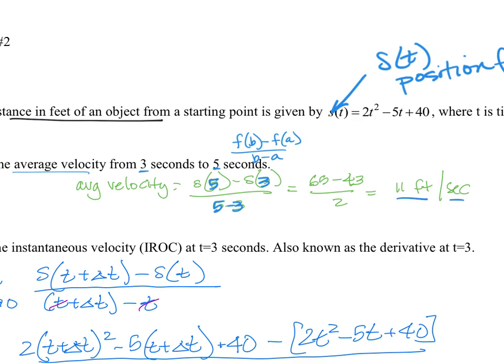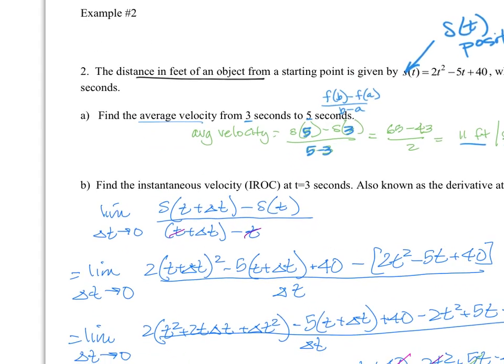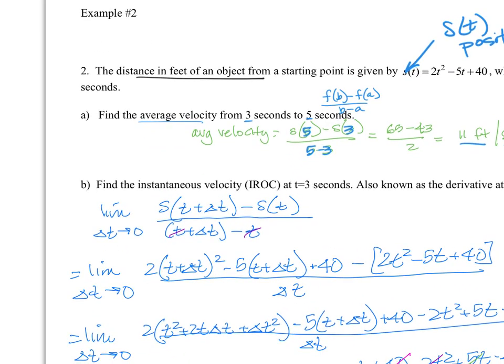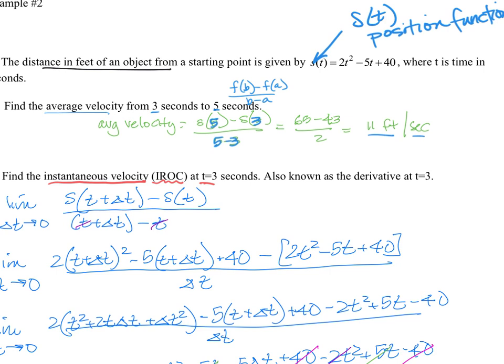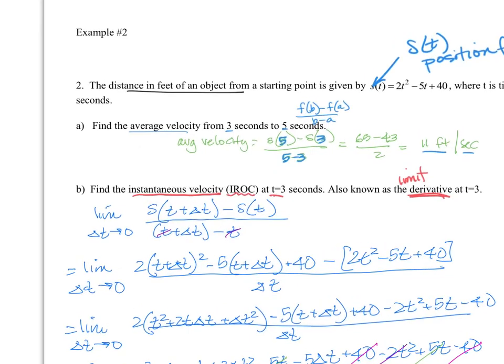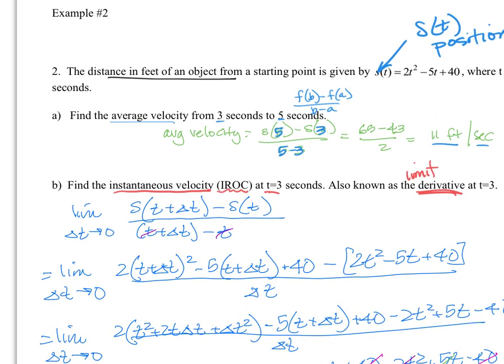feet per second. Now, the next question says, find the instantaneous velocity, which is the same thing as the instantaneous rate of change. And this time we want to find it at 3 seconds. So the other thing I want you guys to realize is when we have the limit, it is also what we call the derivative. So the first thing we are going to do is we are talking about how the function changes as it approaches 0.